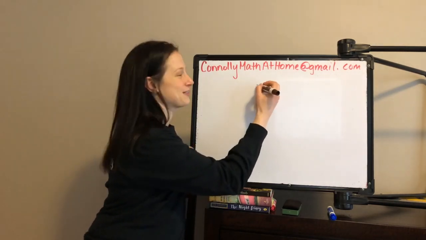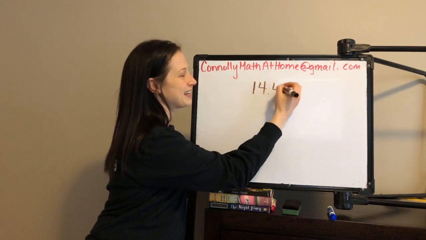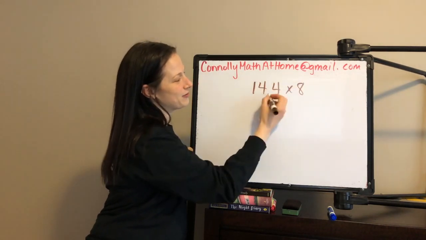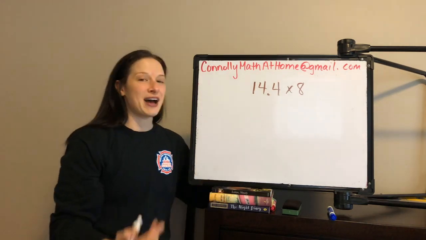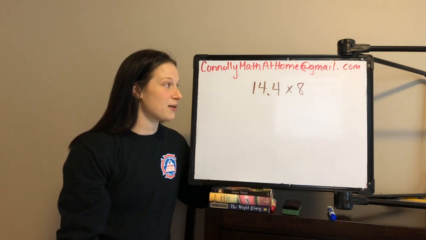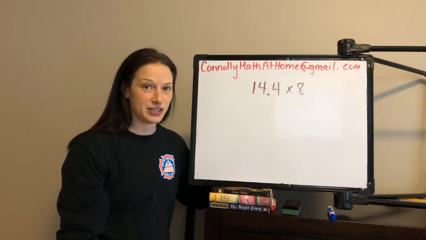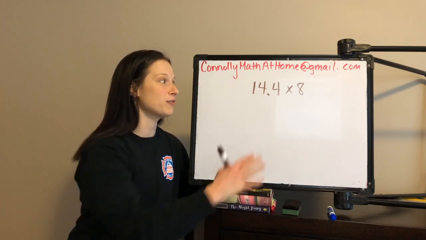I'm just laughing because I know some of you are like, why didn't you just tell me? When we're thinking about 14 4/10 times 8, okay? I've taught you to think about making an estimation so we know where the decimal goes. So I'm going to do that real quick.